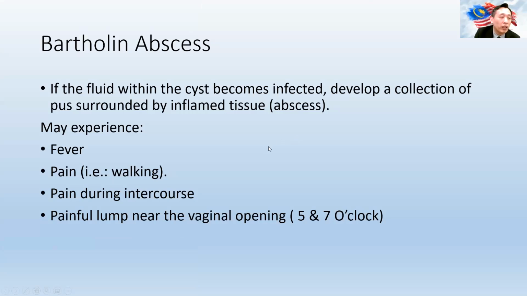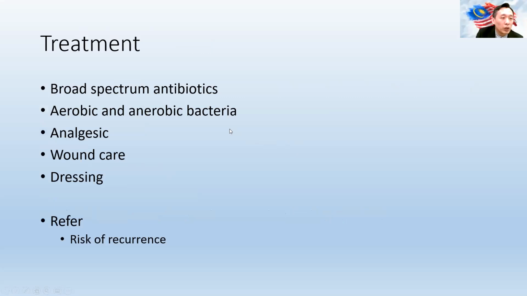So for a Bartholin abscess, if the fluid in the cyst becomes infected, it develops into a collection of pus surrounded by inflamed tissue. So the patient may complain of fever, pain during walking, during intercourse, a painful lump near the vaginal opening. Treatment is a broad-spectrum antibiotic. If it's not infected, if it's very small, you can try conservative management. All right.